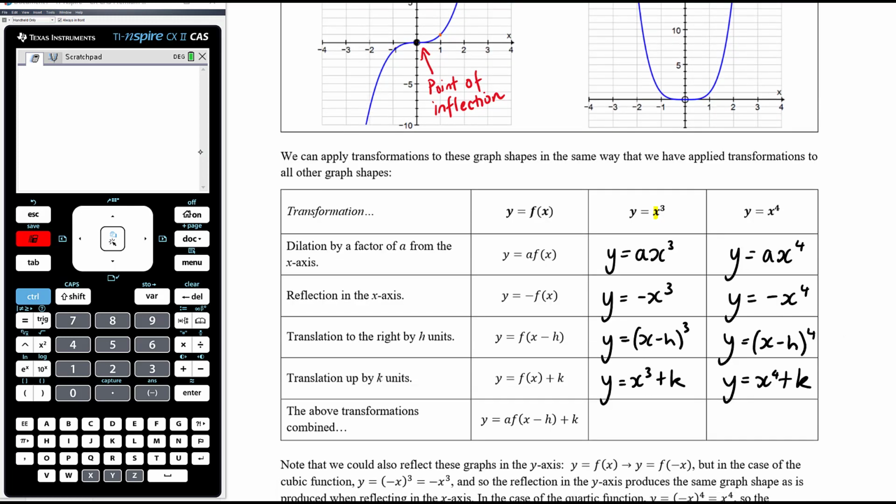And obviously those transformations can all be combined together. A cubic with dilation and reflection caused by changing a, translation to the right by changing h, and then translation up by k, and the same with the quartic. So we can think about this as being sort of turning point form. In the case of the quartic, it's still turning point form. In the case of the cubic, I guess it's more point of inflection form.